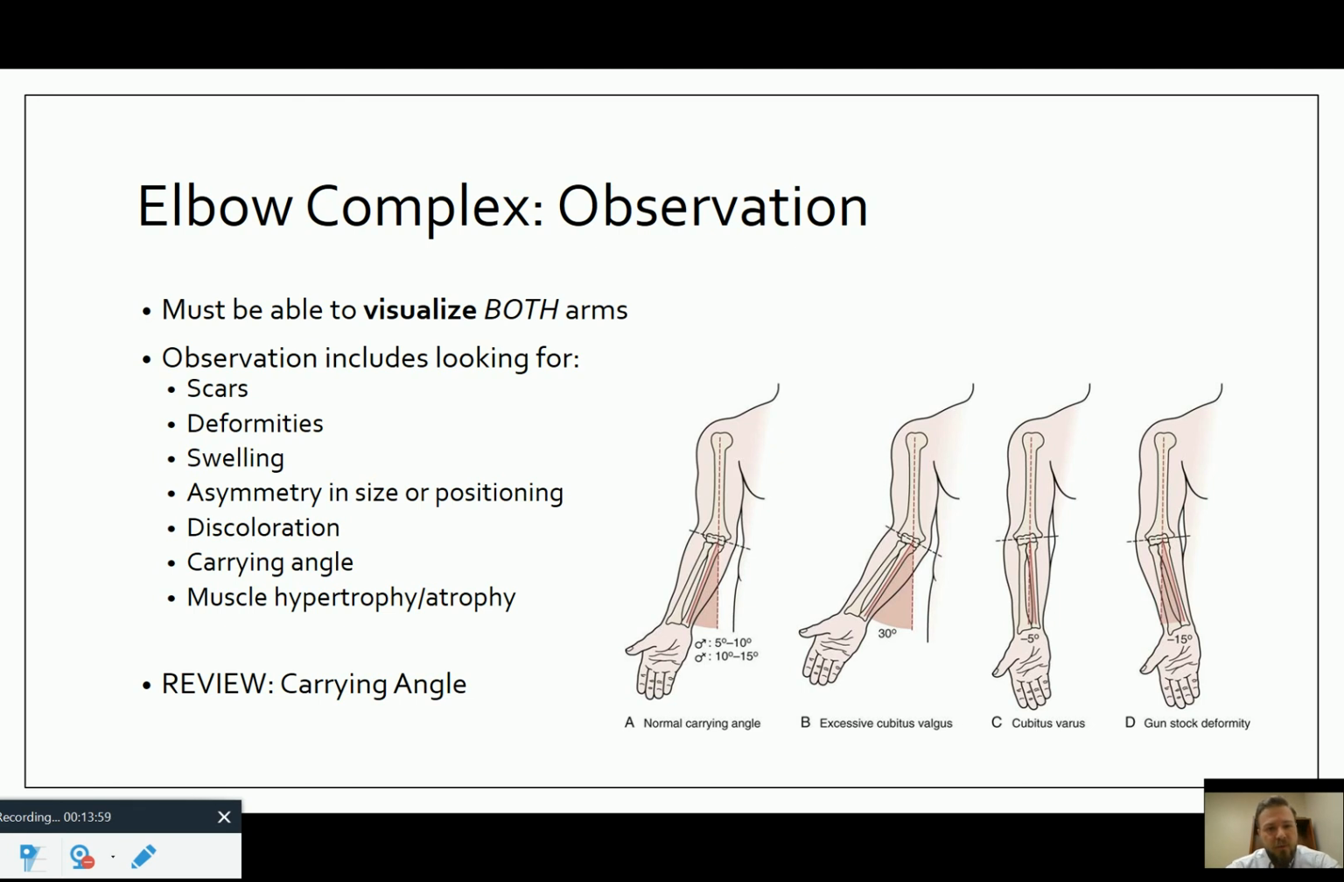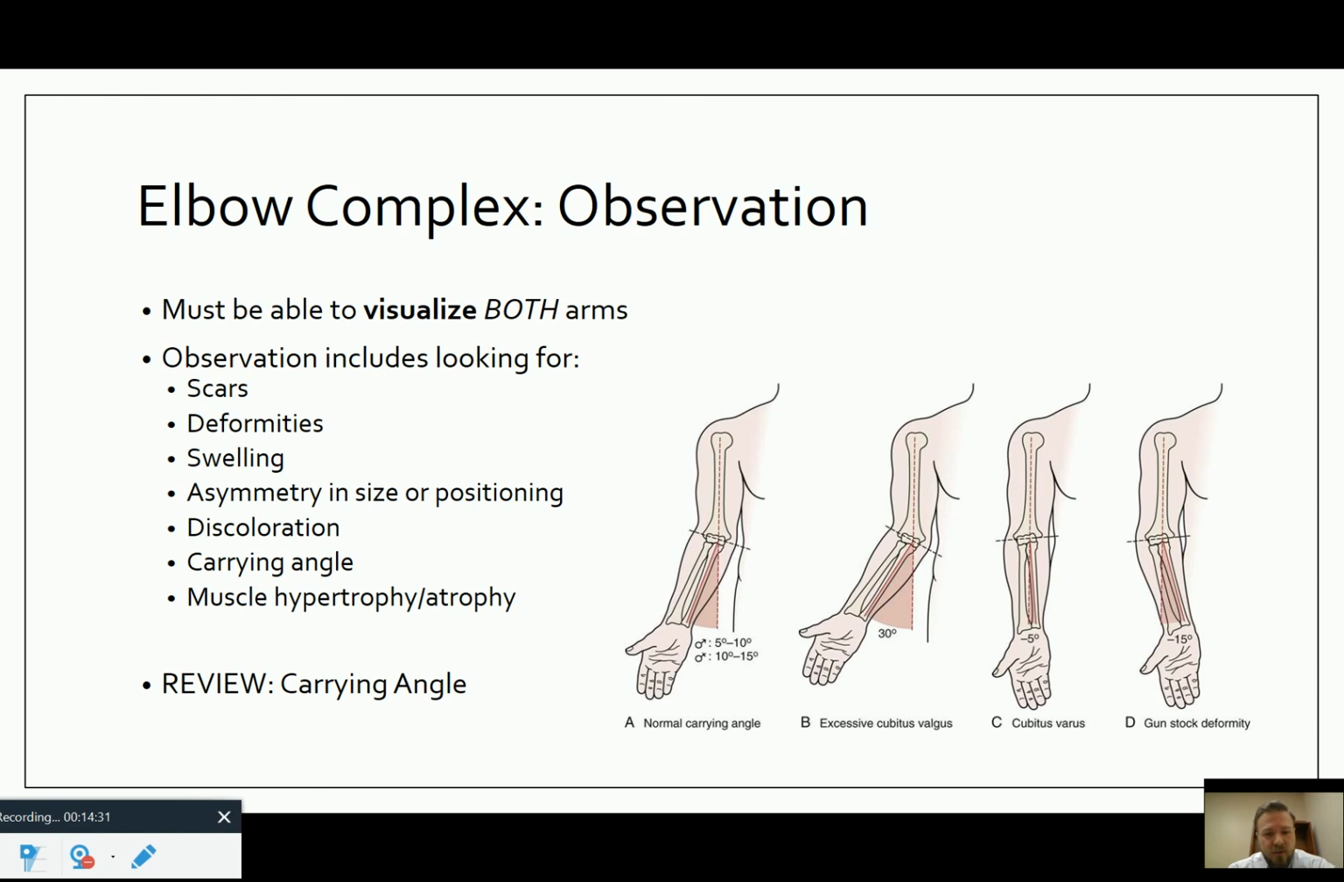You must be able to visualize both arms. Observation includes looking at scars, deformities, swelling, asymmetry in either size or positioning of the arm, discoloration. You're going to look at their carrying angle, and then if they have any weird muscle hypertrophy or atrophy. And a lot of times what these patients will do, if they have an elbow injury or they're just out of surgery, they'll be in a sling. They'll be in that guarded position with their arm close to their body. So just make sure you're looking out for all these things.